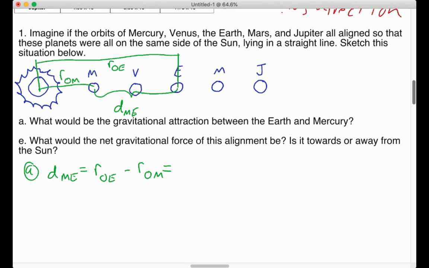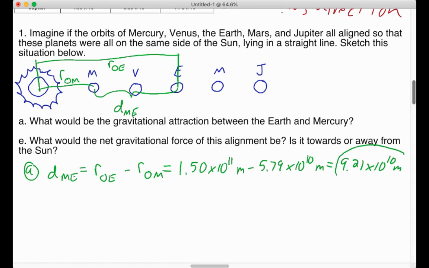So what numbers are those going to be? The radius of the orbit of the Earth is 1.50 times 10 to the 11th meters, minus the radius of the orbit of Mercury, which is 5.79 times 10 to the 10th meters. And if you do that in the calculator, what number do you get? You get 9.21 times 10 to the 10th meters. So I'll circle this. This isn't our answer for part A, but it's a piece of information we're going to need. So to figure out the gravitational attraction, what do we do?